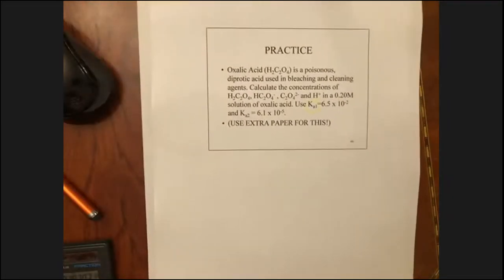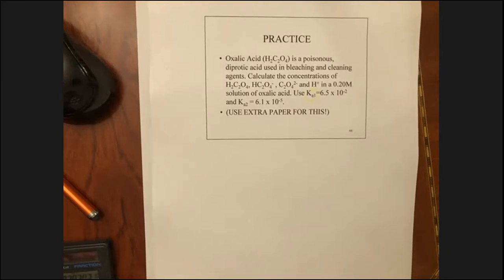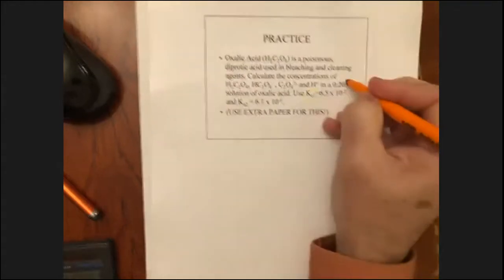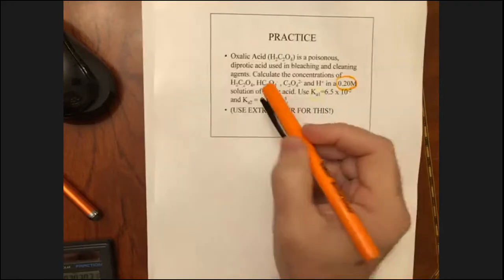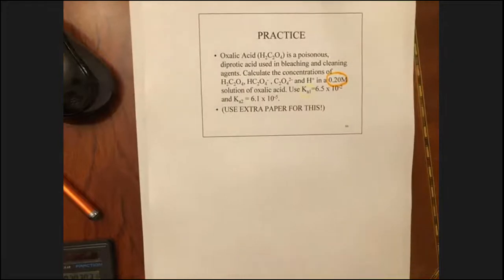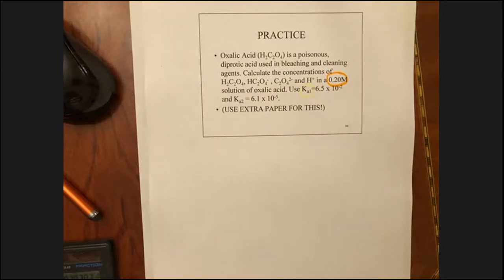So I have here the same slide that you saw before. We're going to talk about oxalic acid, and it is a poisonous diprotic acid that's used in bleaching and cleaning agents. And let's say that we have a solution that we made, and that solution is 0.20 molar in quote-unquote oxalic acid. Remember, we now understand that when we say oxalic acid, we have to contend with all of these different ionization products, okay? Here are the two values we're going to use for Ka1 and Ka2, all right?